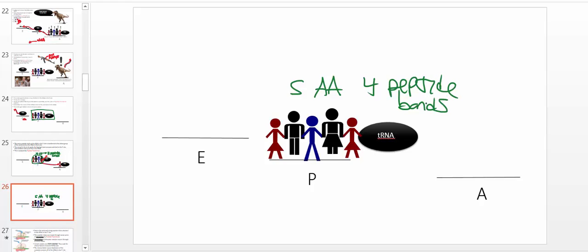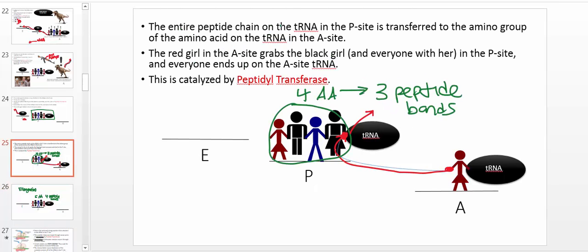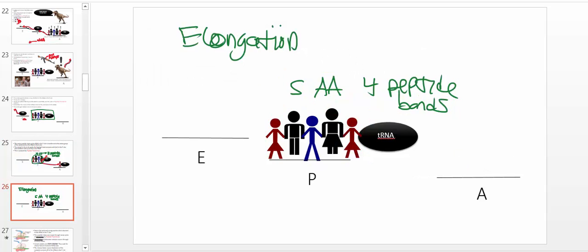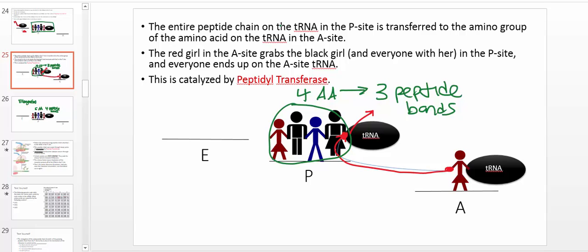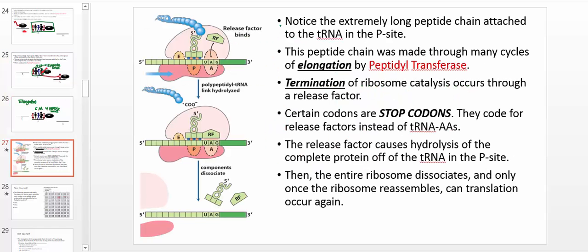And this is a really important point. It's important to understand that the process by which you add amino acids to the growing polypeptide chain, from the ribosome's perspective, is called elongation. The reason it's called elongation is we're lengthening the polypeptide chain by 1 amino acid per cycle of the ribosome. So hopefully that makes a little bit of sense. Okay? And you'll keep doing this cycle of lengthening the protein by adding amino acids.